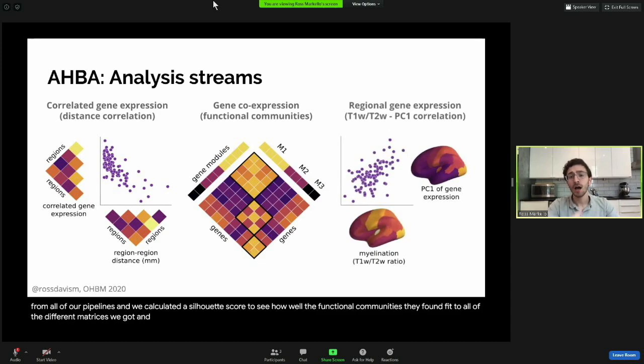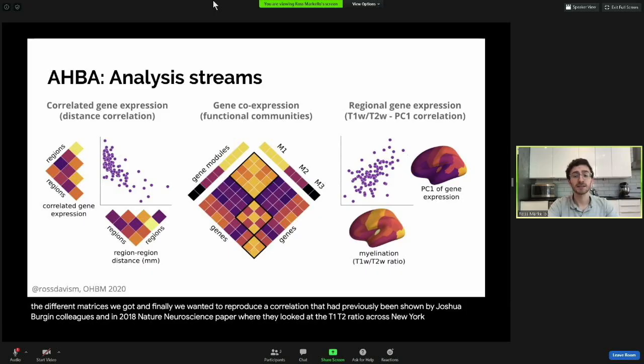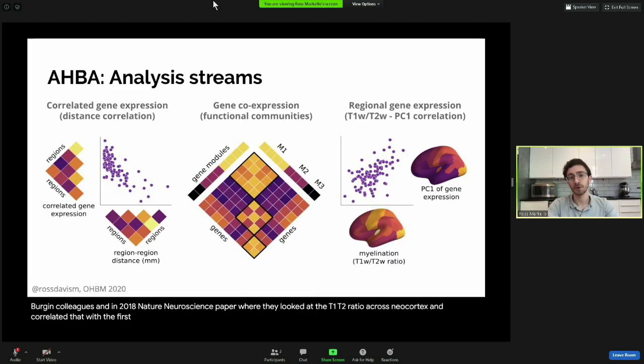And finally, we wanted to reproduce a correlation that had previously been shown by Joshua Burt and colleagues in a 2018 Nature Neuroscience paper, where they looked at the T1-T2 ratio across neocortex and correlated that with the first principal component of gene expression across the brain. So that is taking the principal component analysis of the region by gene matrix, extracting the first principal component, and correlating and getting a Spearman correlation.